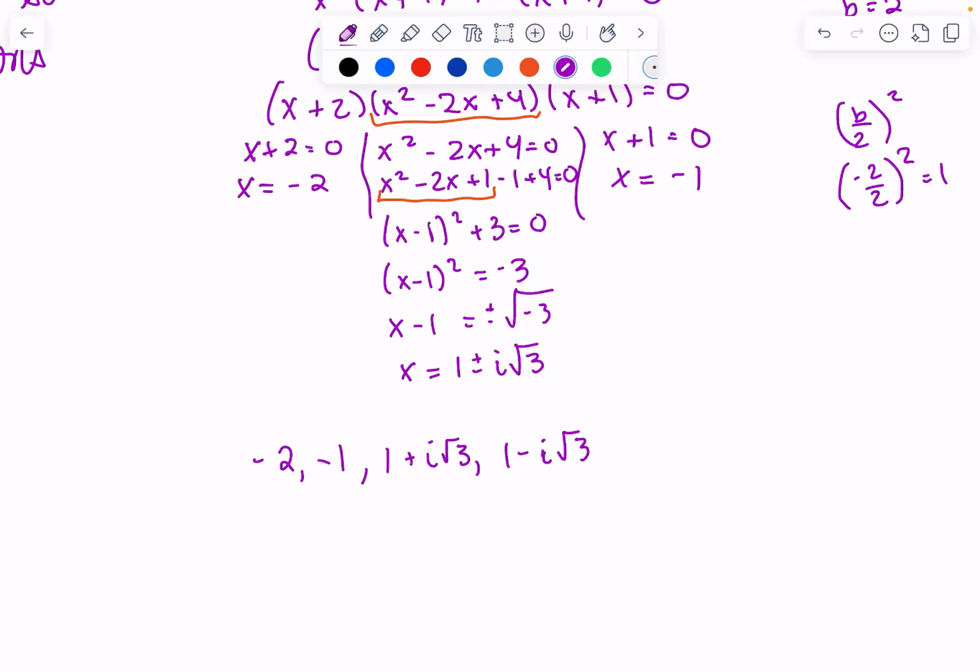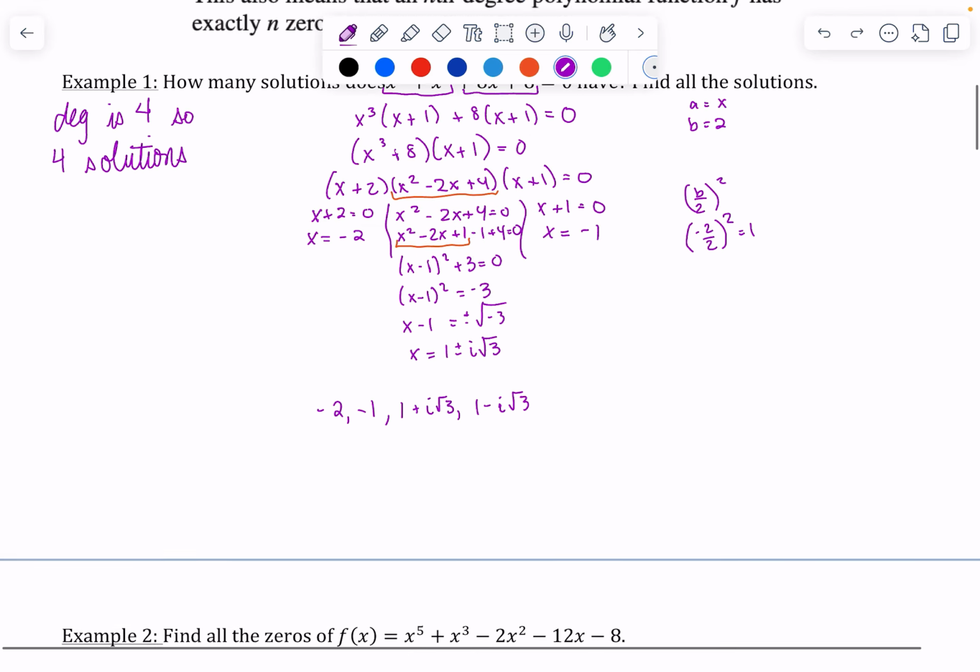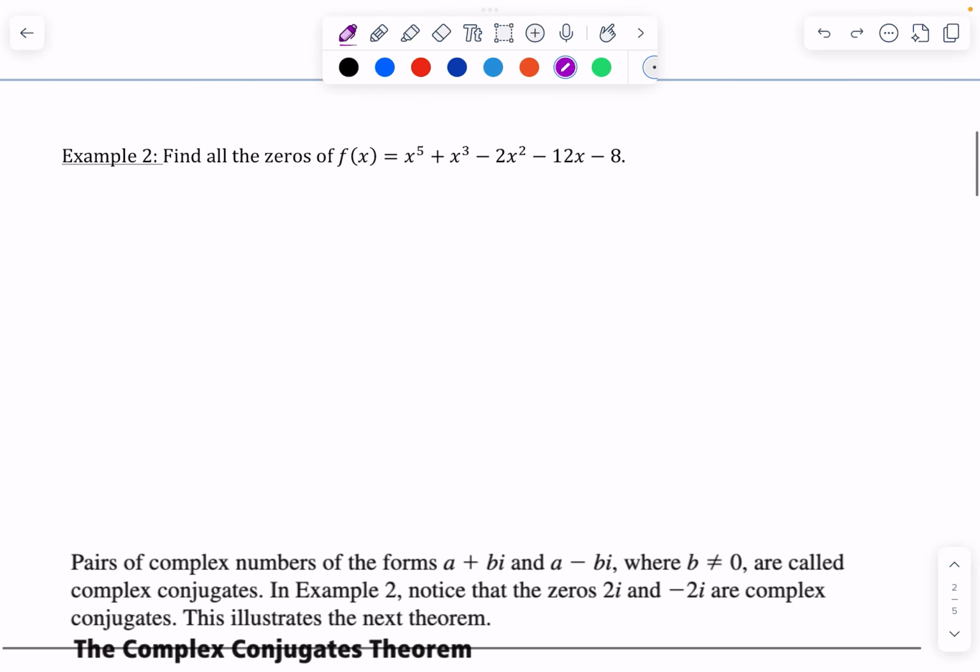You don't have to write it out like this, but I'm writing it out in that way just so that you guys realize there are 4 solutions and so that you can see them clearly. Okay, let's move on.